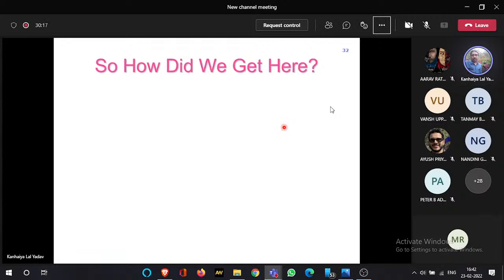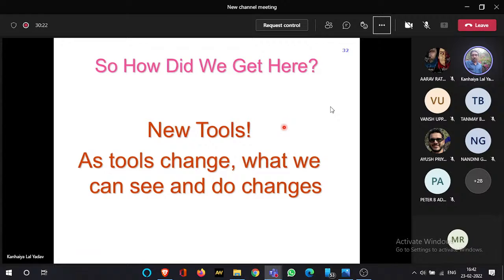So how did we get here? New tools: as tools change, what we can see and do changes. If you have better tools, like these online classes, which were not there earlier, then after the last 2 years everything is moving onto them. The demand for tablets has increased and other facilities have also increased. So new tools have come up.